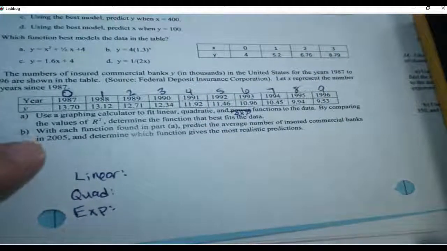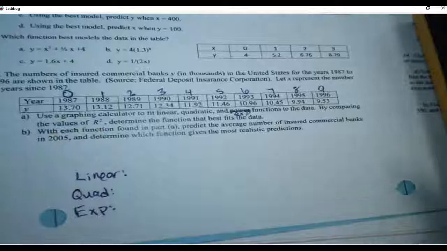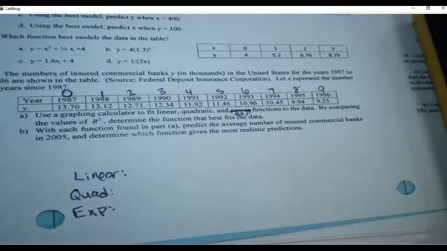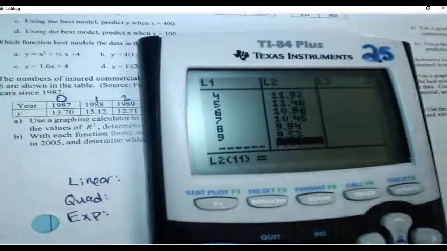And then part B, with each function, we want to predict using each function. So instead of having to do them three times and then store them three times, we're going to store them all as something different. I'll show you how to do that. So first let's do linear.